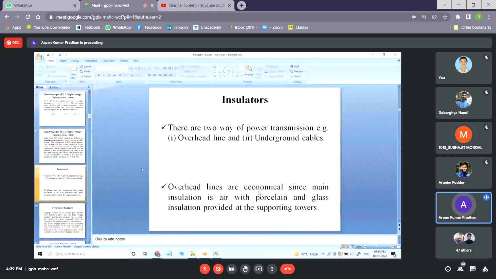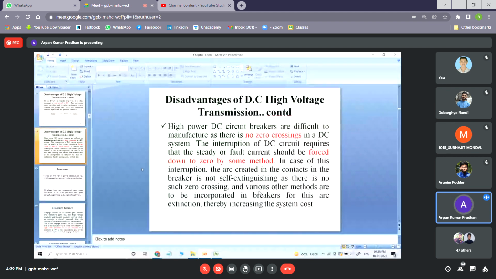You have to use some other instrument which can force the current down to the zero value so that the circuit breaker can work. Current should be zero, otherwise it is quite difficult to operate the circuit breaker. Is that okay?